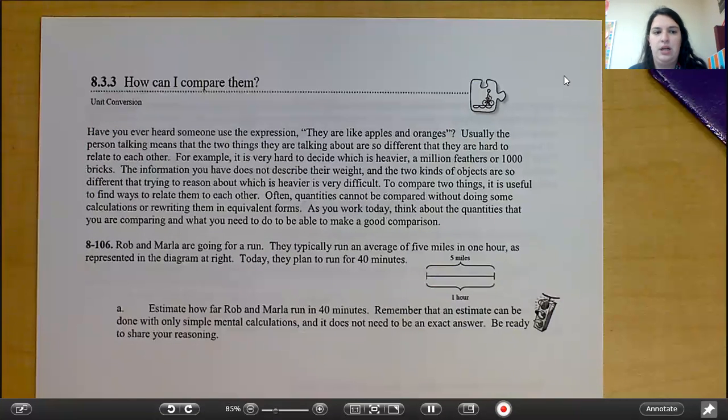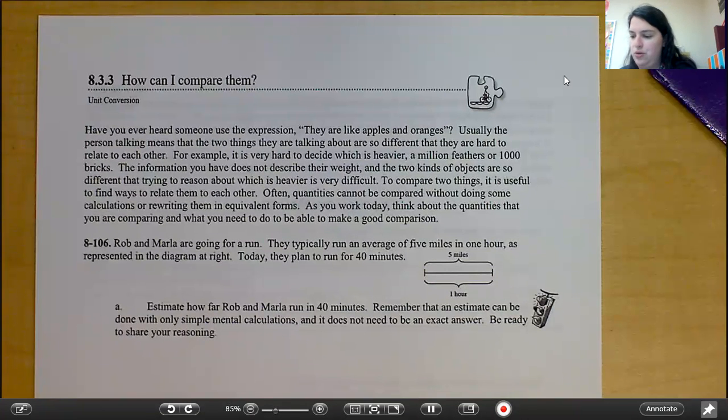Hi everyone, I'm here with your 8.3.3 lesson, How Can I Compare Them? Unit Conversion. Have you ever heard someone use the expression, they are like apples and oranges? Usually the person talking means that the two things they are talking about are so different that they are hard to relate to each other.